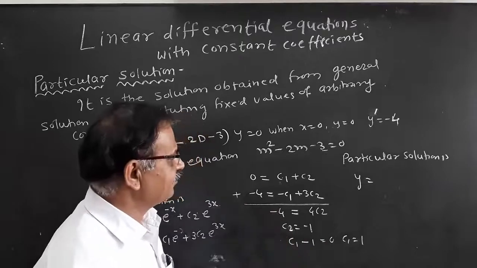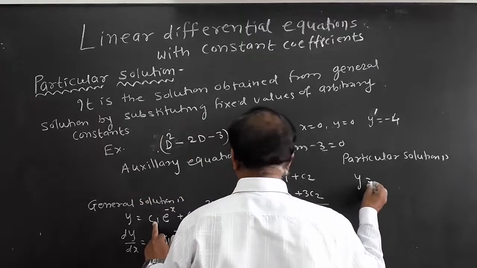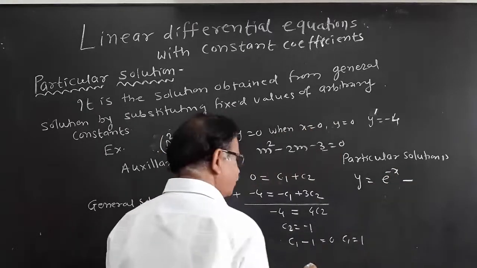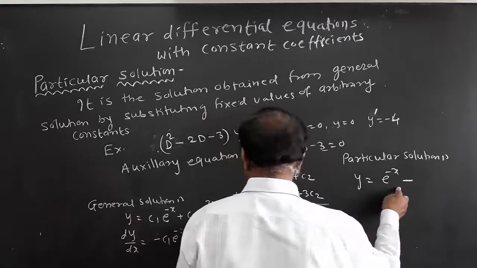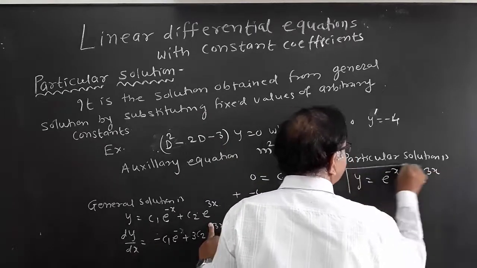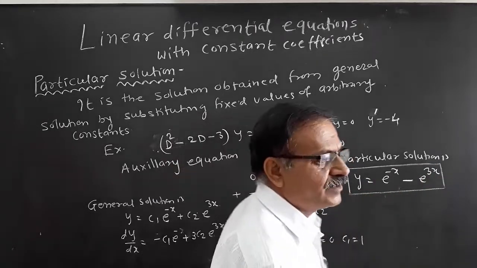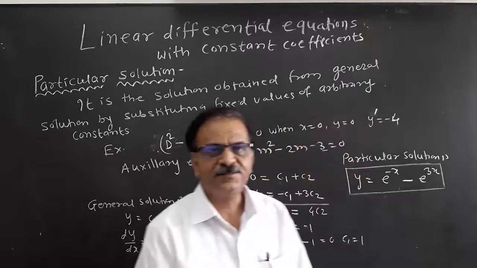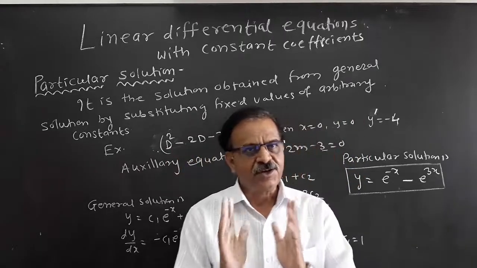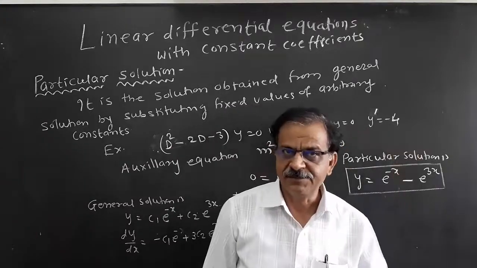And therefore the particular solution is y equal to c1, c1 is 1, so 1 into e raised to minus x, that is e raised to minus x, plus c2, c2 is minus 1, that means minus e raised to 3x. This is the particular solution of the given differential equation. Thus, for obtaining the particular solution of a differential equation, first we have to find the general solution and then find out the constants by applying the given conditions of the problem.